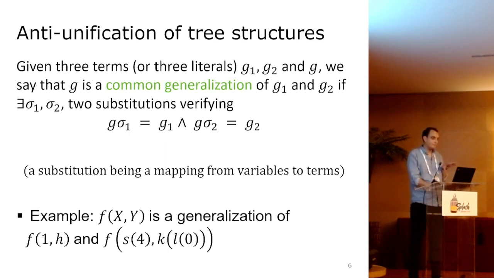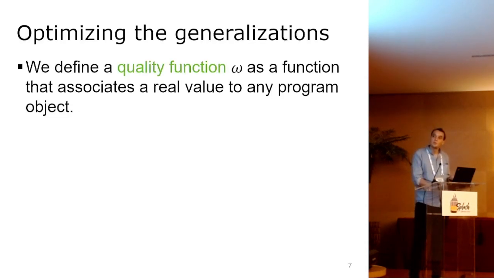So to stay parametric in that regard, we defined a quality function as simply a function that associates a real value to any program object. And by program object, we mean terms, atoms, literals, goals, clauses, and predicates. So a quality function allows us to say, okay, this is what we will consider a better generalization.